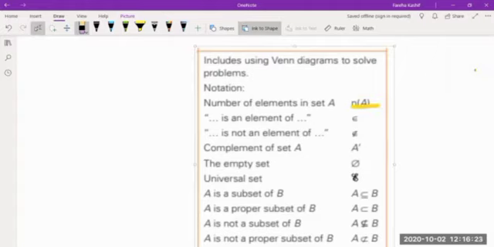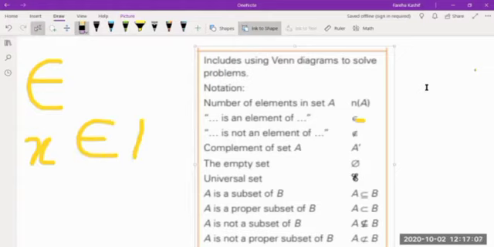So if I say n(A) is 1, it means that the set A just contains one element. That could be any element. Then the next thing, if I use this sign, it looks like a kind of a fork, and that means 'is an element of'. So if I say x ∈ A, I mean x is an element of set A.